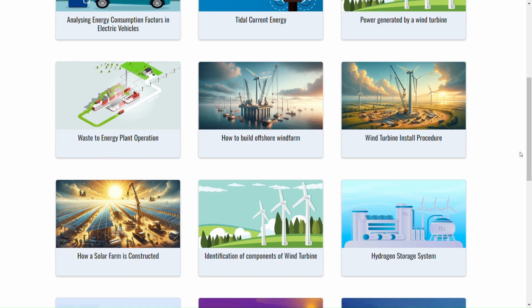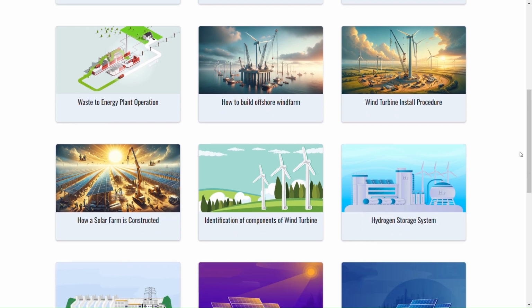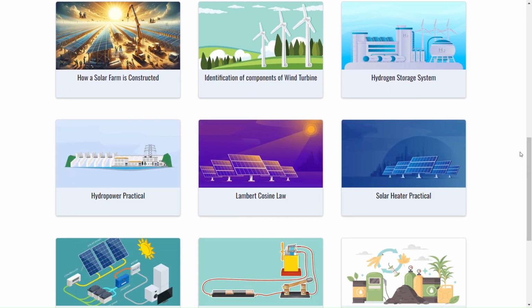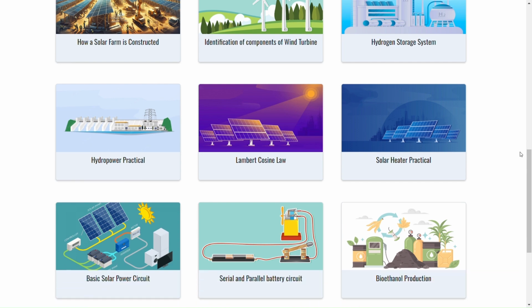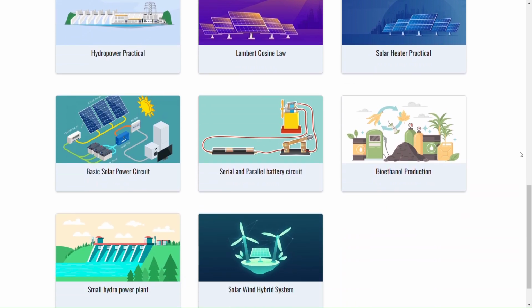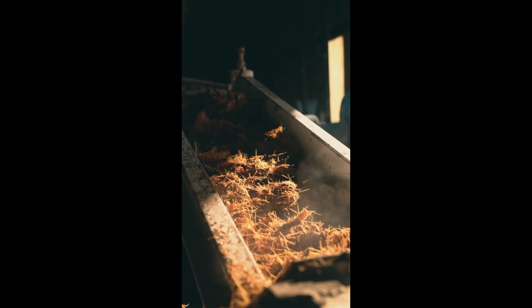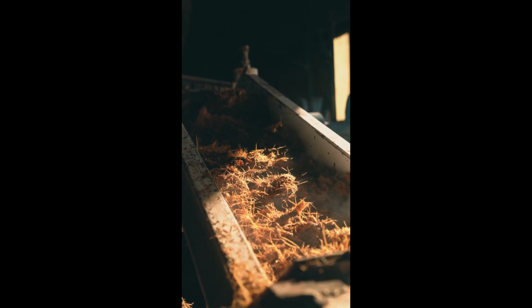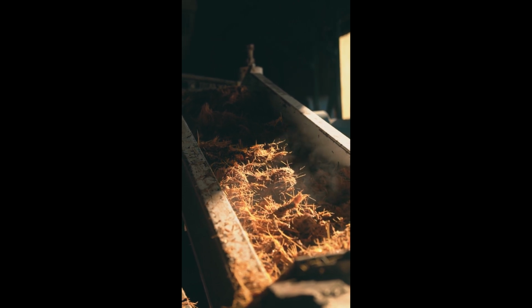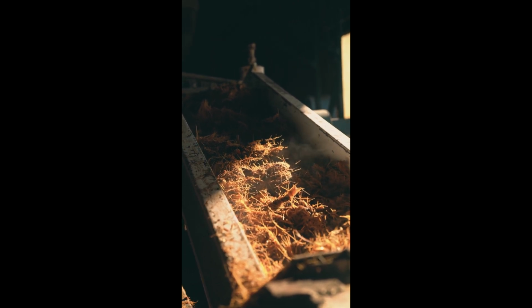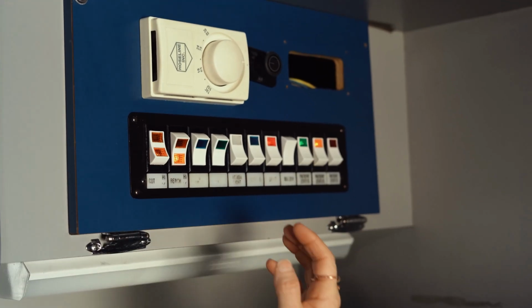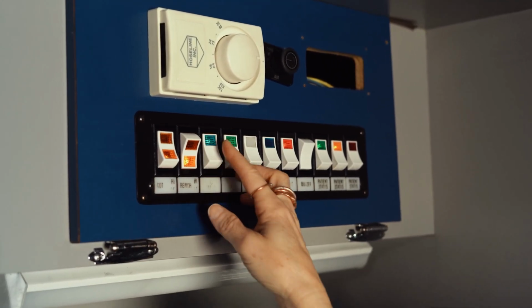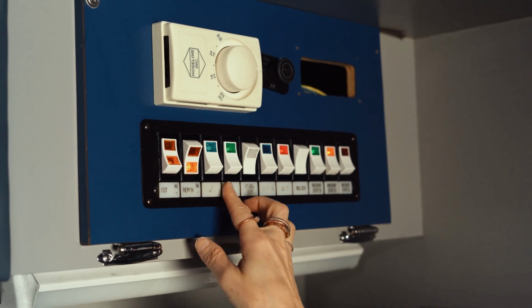Power generation from a geothermal plant. Explore how geothermal energy is harnessed from beneath the Earth's surface to generate sustainable power. Biomass for energy production. Understand how organic materials are converted into energy, driving renewable power through biomass systems. Energy storage systems. Learn about cutting-edge technologies for storing excess energy, ensuring a stable and reliable energy supply.